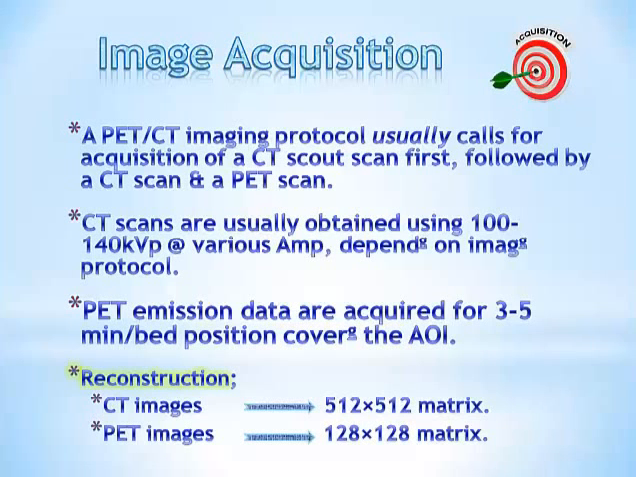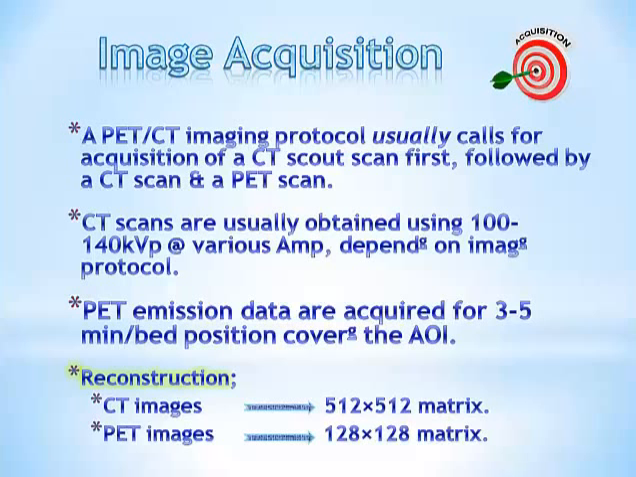A PET-CT imaging protocol usually calls for acquisition of a CT scout scan first, followed by a CT scan and a PET scan. The advantage of this CT scout scan is that it can be used as an anatomical reference for the PET-CT image interpretation. So the technologist should use the scout scan in order to define the starting and ending location for the PET-CT scan. CT scans are usually obtained at 100 to 140 kVp at various amperages, depending on the imaging protocol.